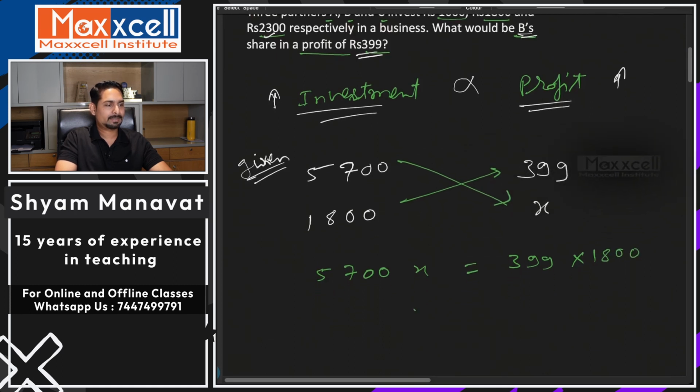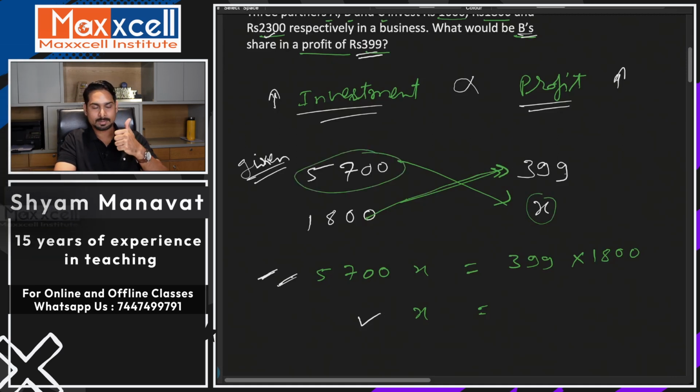Now let me find the value of X. Next time I'm going to skip this step and directly write the result, because we need to save time in the exam. So to find X, 1800 multiplied by 399 divided by 5700, that is 399 multiplied by 1800 divided by 5700.